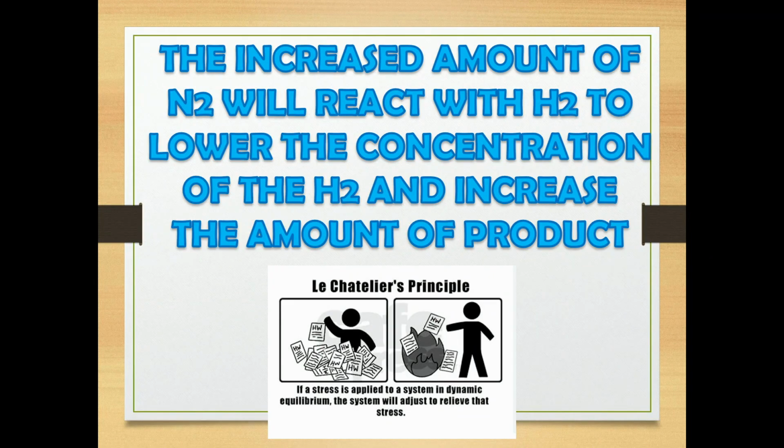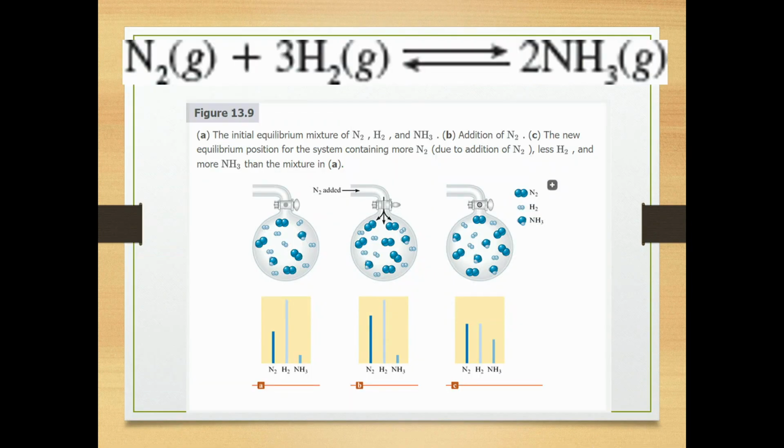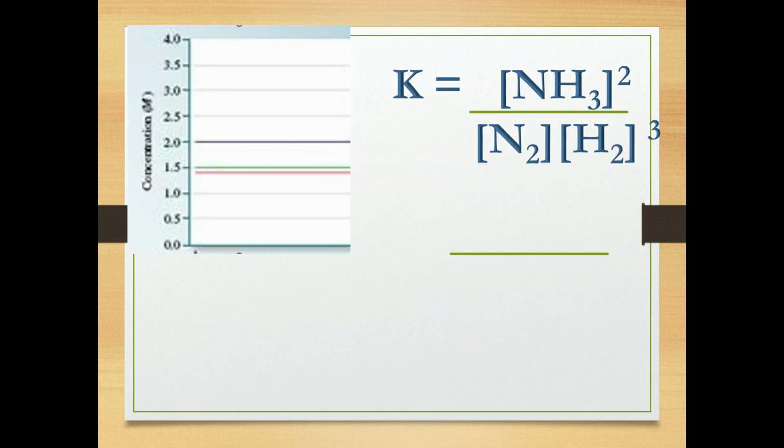So an increased amount of N2 will react with H2 to lower the concentration of H2 and increase the amount of product. In general, if I increase one of these, it will decrease the one that's on the same side of it and increase the one on the other side. So the addition of the N2 decreases the H2 and increases the NH3. It decreases the thing that it's on the same side with because it's going to react with that, and it's going to increase the one on the other side because that is what it's now creating.